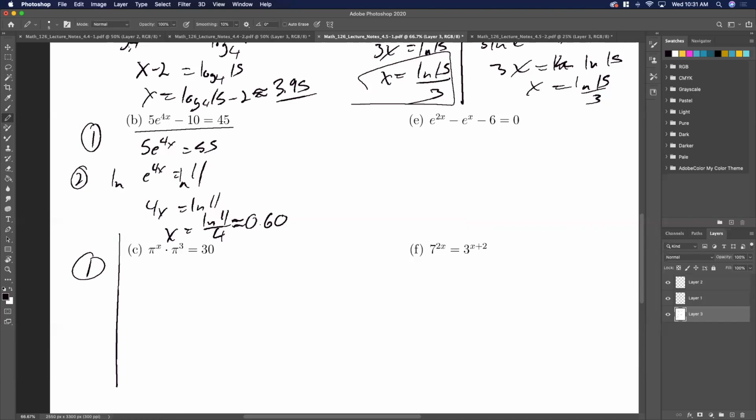I will pull up and crunch that number real quick just for my own sanity. All right, ln 15 divided by 3. This is approximately 0.90.